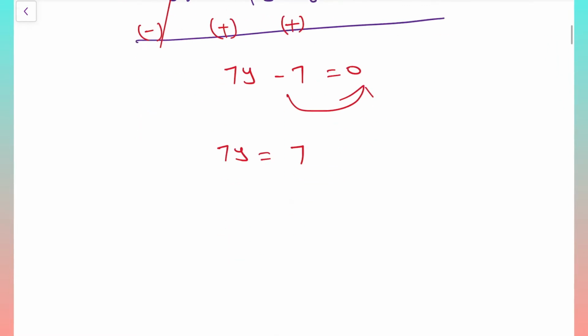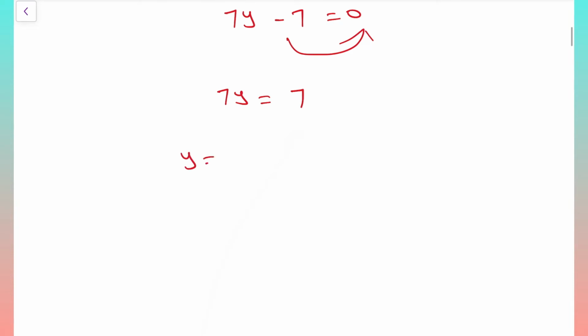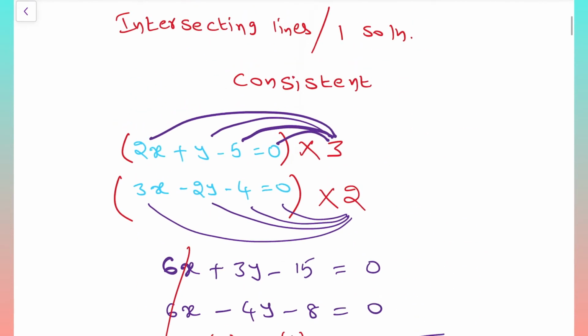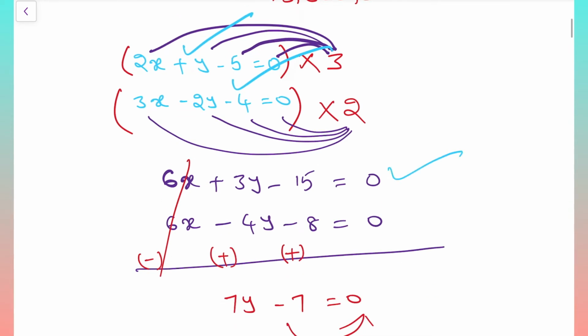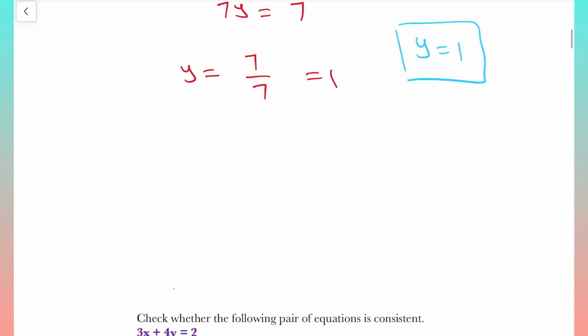Now 7 also I am taking to the right side, then y equals 7 by 7. That is nothing but 1. So the y value we got is 1. Now this y value we can substitute in the first equation, or in the second equation, or in the third equation, whatever you want. So I am going to substitute this in the first equation itself.